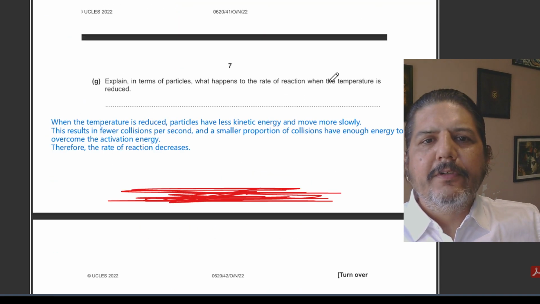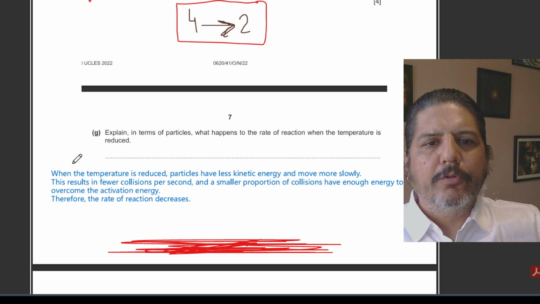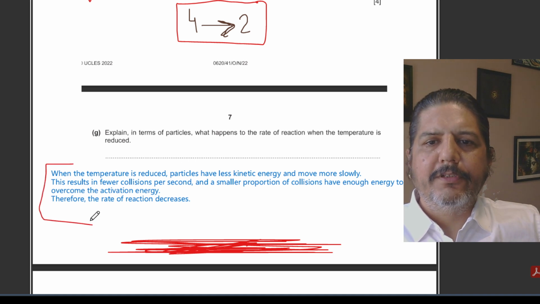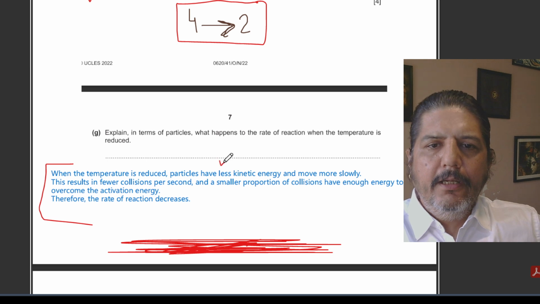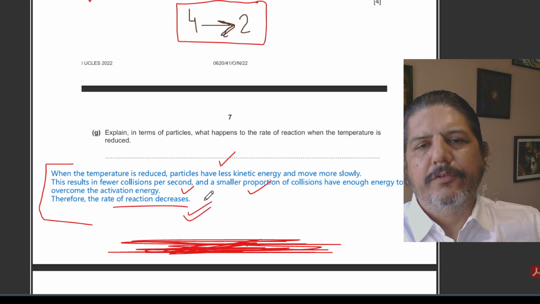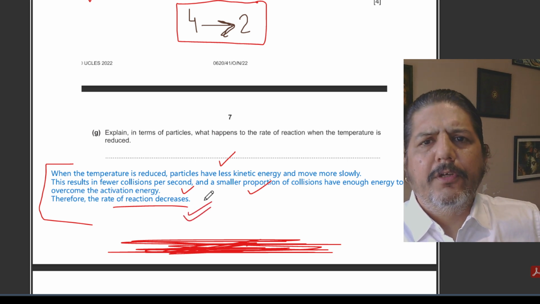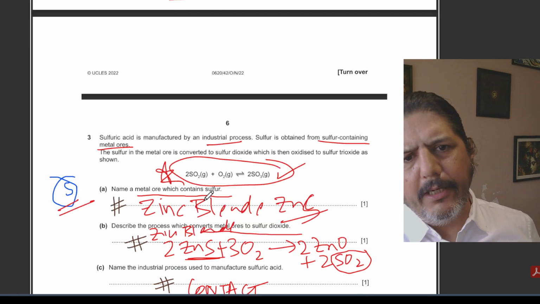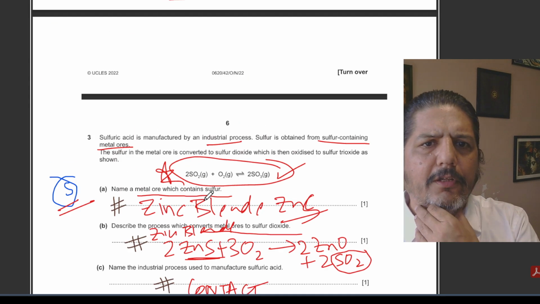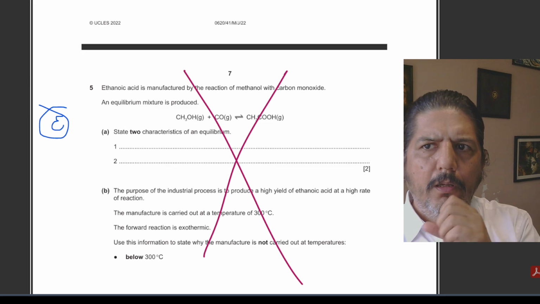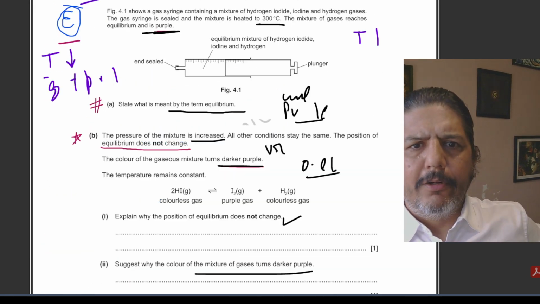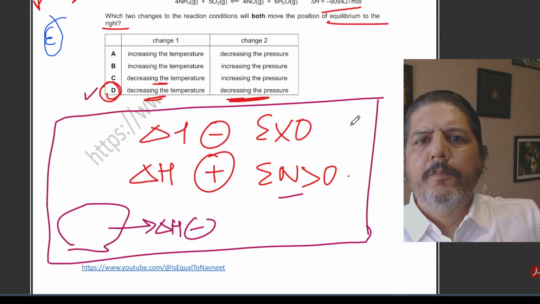Then the rate of reaction when temperature is reduced. So as the temperature reduced, particles have less kinetic energy, move slowly, less collisions, therefore rate of reaction decreases. So these are the questions which are asked regarding ammonia. Earlier we have done questions in sulfur. We did a lot of questions from equilibrium also.